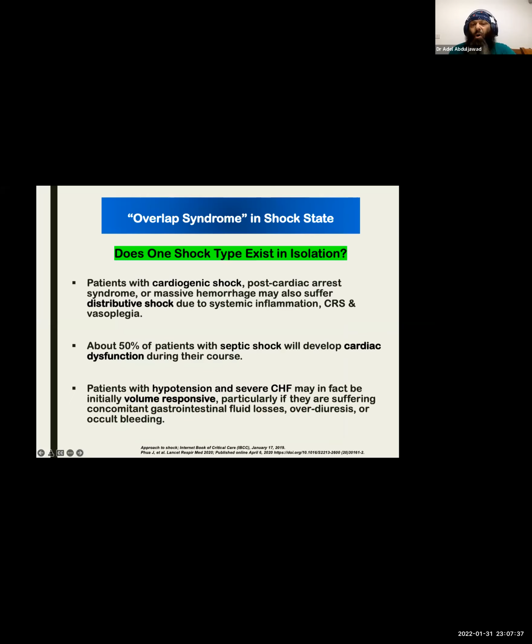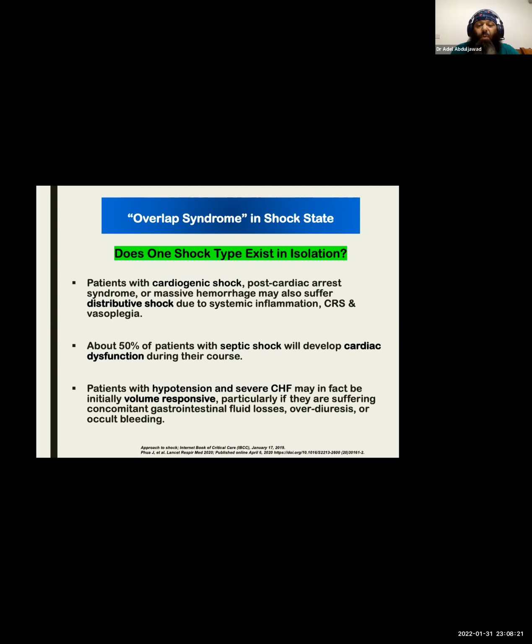The overlap syndrome, or the so-called combined type, does it exist or does shock occur in isolation? Yes. Patients with cardiogenic shock, post-cardiac arrest syndrome, or massive bleed may also, as I told you, have a combined type or other type of shock, distributive shock due to systemic inflammation or cytokine release syndrome and vasoplegia. So they will have confusing hemodynamic variables. So you have to be aware of the overlap syndrome, or mixed type of shock, as we call it. About 50% of patients with septic shock develop sepsis-related cardiomyopathy or cardiac dysfunction induced by sepsis. So again, you may have cardiogenic plus distributive type of shock.